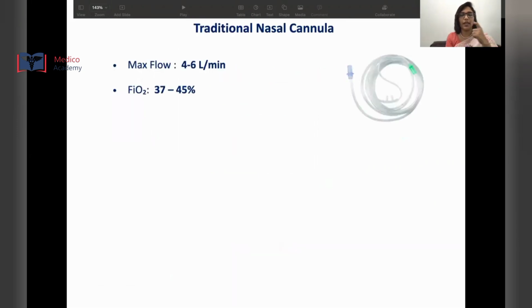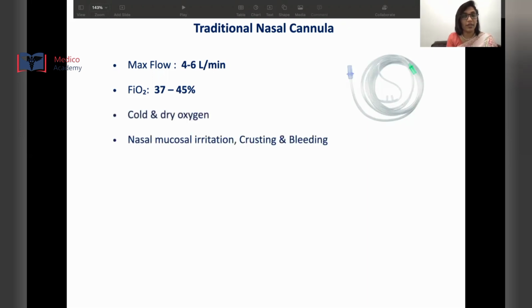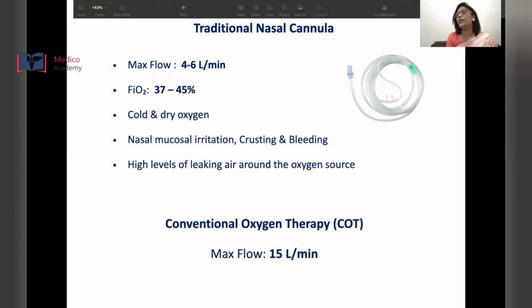The traditional nasal cannula, which is a low flow device, uses a maximum flow of 4 to 6 liters per minute, and it delivers a variable FiO2 of 37 to 45%. The disadvantage is that it delivers cold and dry oxygen, which can result in nasal mucosal irritation, crusting, and bleeding. Also, there can be high levels of leakage of air around the oxygen source, which can dilute the oxygen that you're delivering even further. The same thing can happen with an oxygen mask as well.